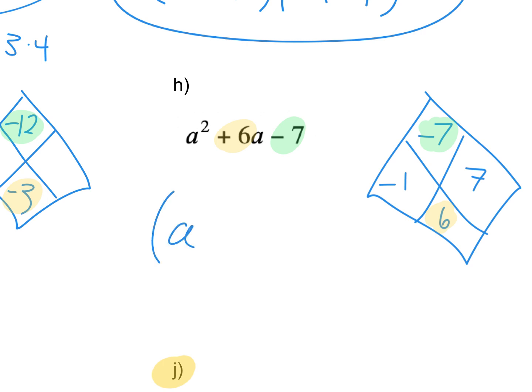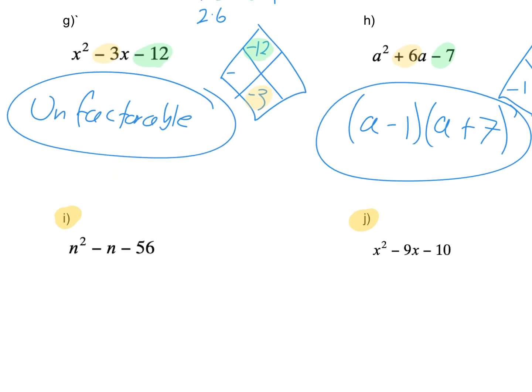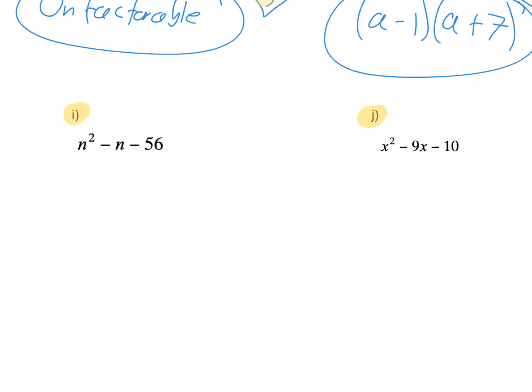So we get a final answer of a minus 1 times a plus 7. All right, there are 2 problems left. I want you to pause the video, work these out on your own, and then hit unpause and see how you did.